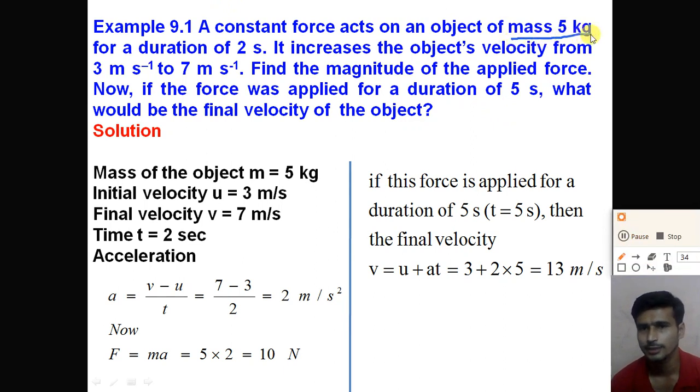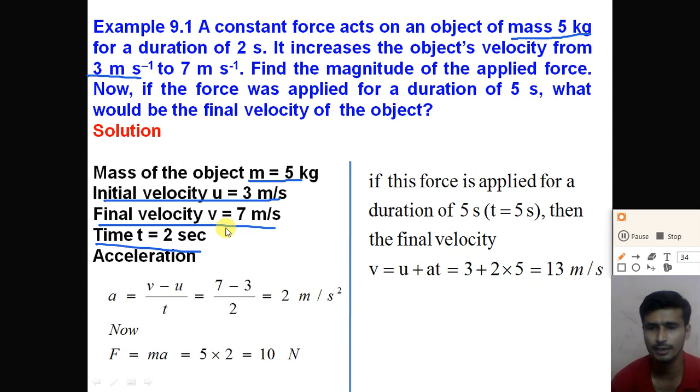So dear student, the mass of the object is m is equal to 5 kg. The initial velocity of the object u is equal to 3 meter per second, and the final velocity v is equal to 7 meter per second, and the time given is 2 seconds. If the velocity of the object changes, acceleration will be produced on the object.